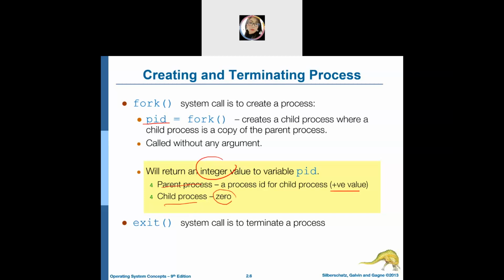This one is quite easy because it's easy for you to remember. Only these two different things that you need to know, right? Parent and child. Parent, any positive value. Child will be returned with 0.